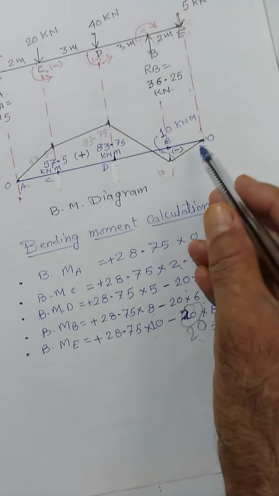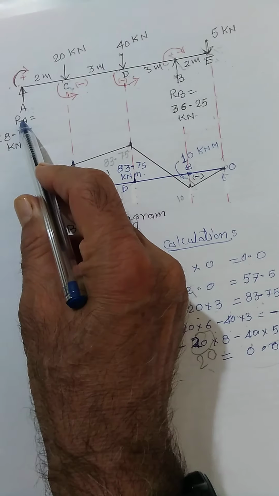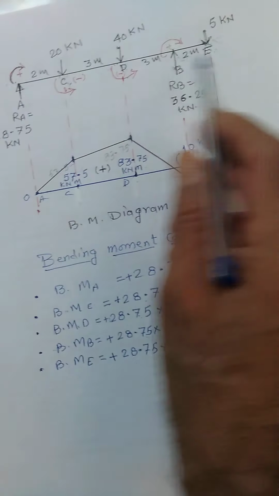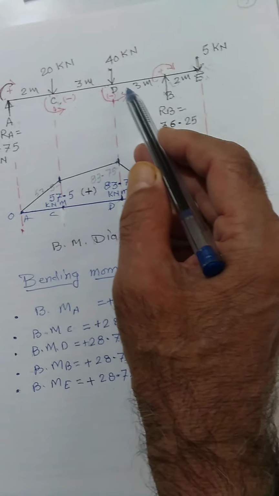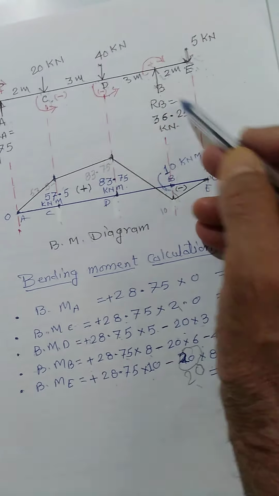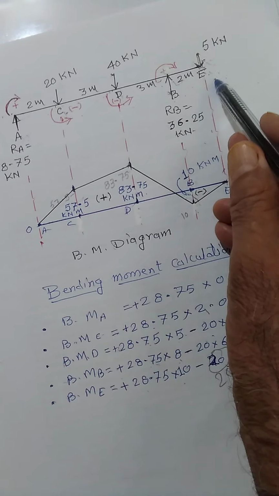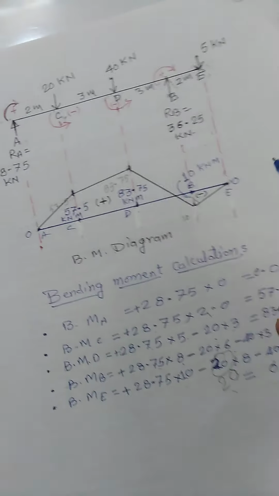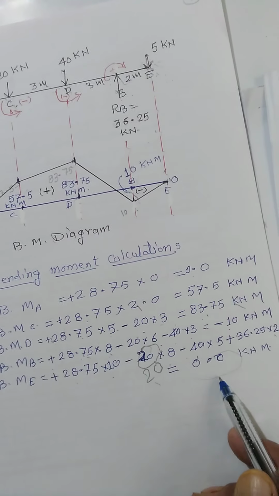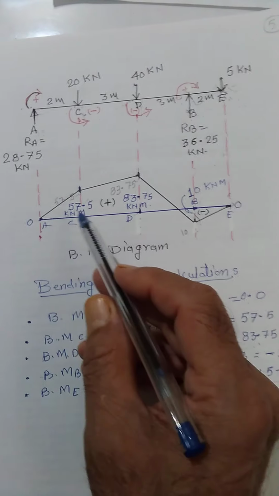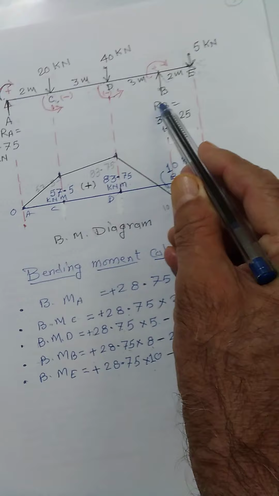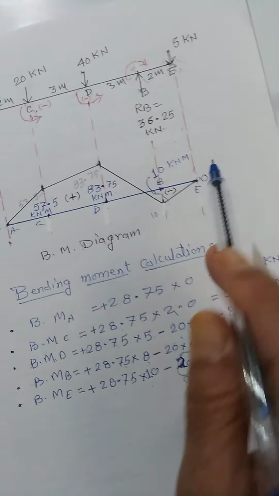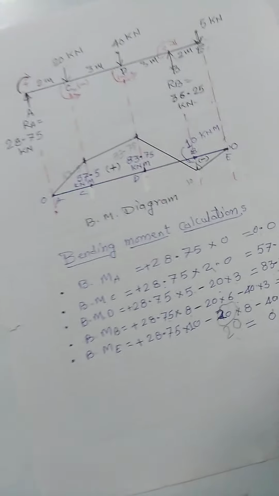Finally, if you take the moment at E, start from A, reach up to this. RA into AE clockwise, 20 into CE anti-clockwise, 40 into DE again anti-clockwise, and RB into BE clockwise, it turns out to be 0. And the diagram can be these all positive, this comes out to be nil, it comes out to be 0. Being a point load only, we are finding that it is a straight line only.